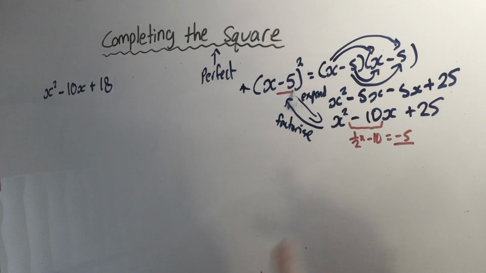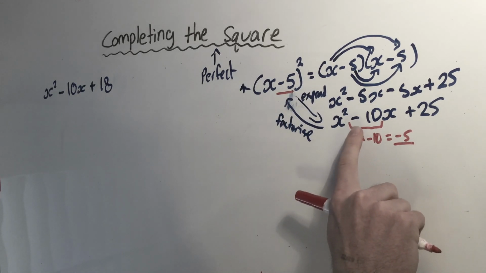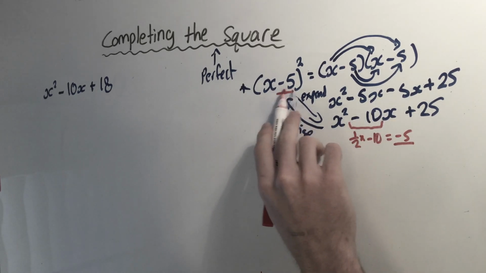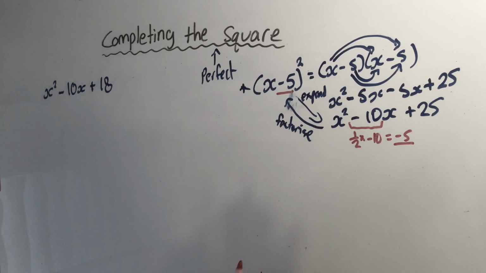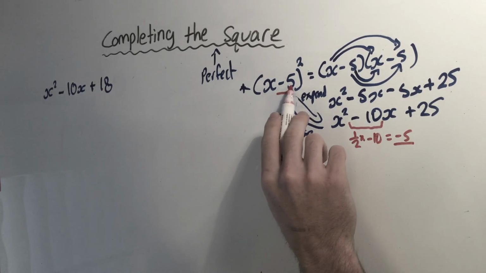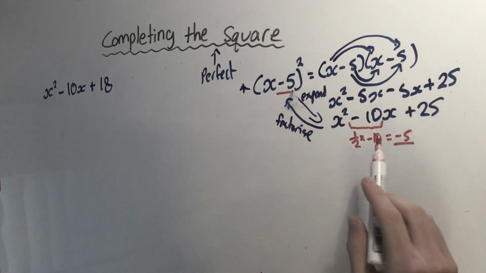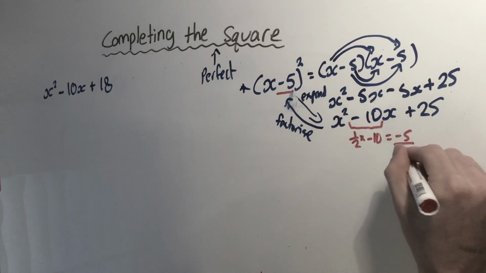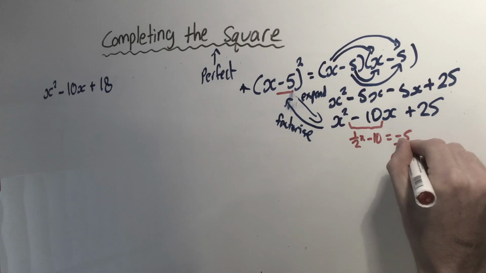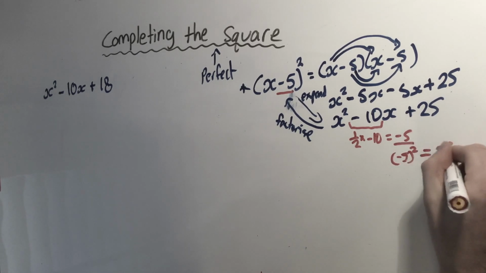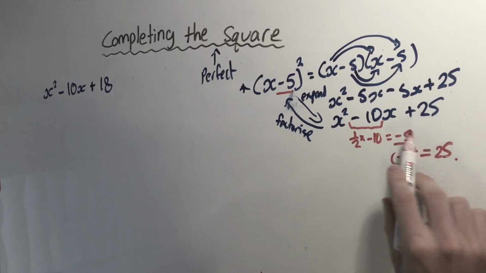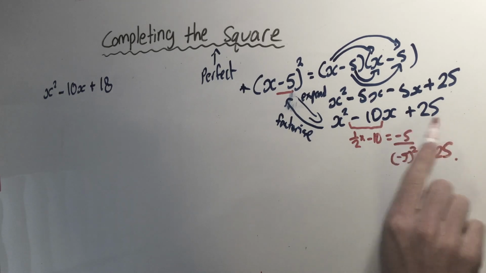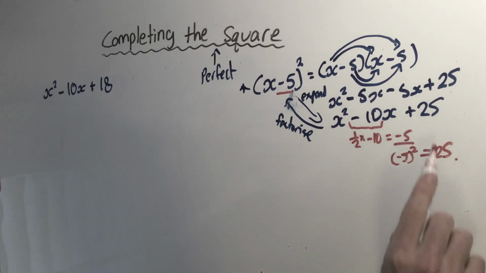Okay, great. And the other important thing to know is that if I halve this minus 10 to get the number there, minus 5, then minus 5 squared is the last term. So if we halve this minus 10 to get minus 5, then square minus 5, that gives us 25. So you can always find what this last number should be by halving the middle one and squaring it to get 25.